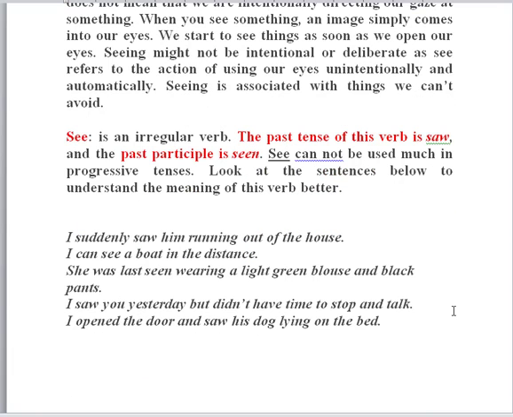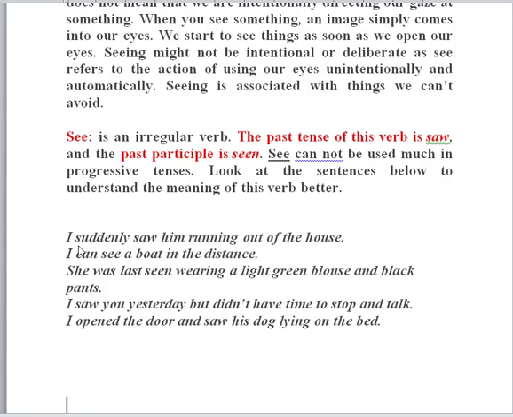Okay, we have some examples. I suddenly saw him running out of the house. I can see a boat in the distance. She was last seen wearing a light green blouse and black pants. I saw him yesterday but didn't have time to stop and talk. I opened the door and saw his dog lying on the bed.